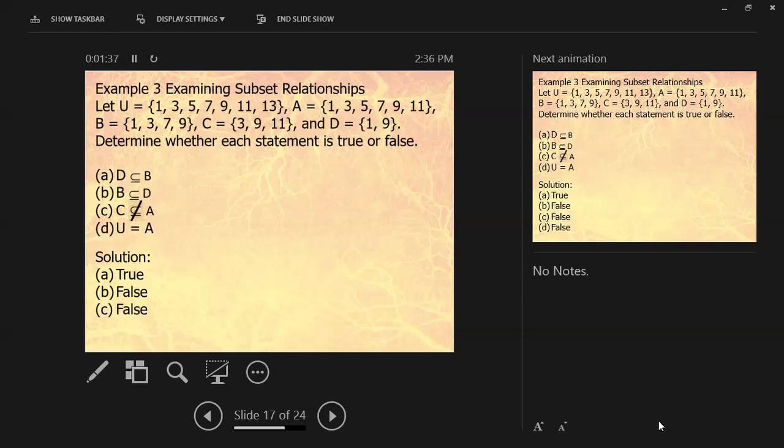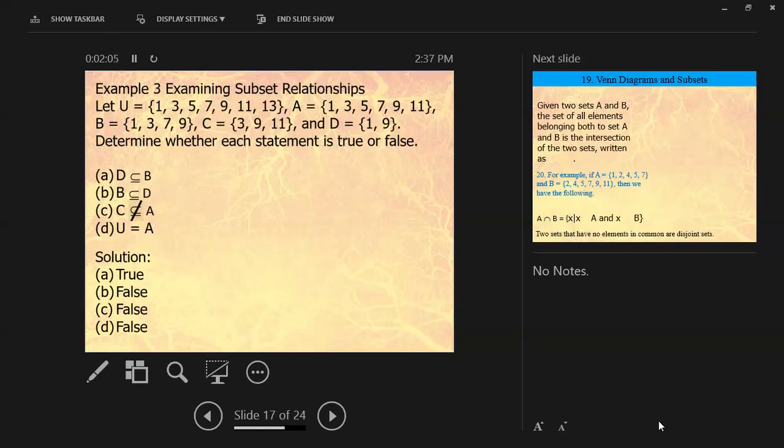Good. And then the universal set is the same as set A. So is the universal set equivalent to set A? In other words, not everything. Yeah, because 13 is not in set A, right? So you have to be careful with that. But we could say A is a subset of the universal set, right? But they're not equivalent. So that's false. Good. Questions with that?